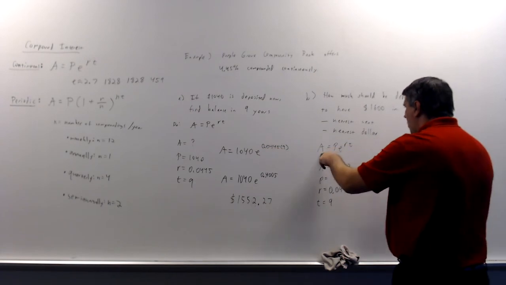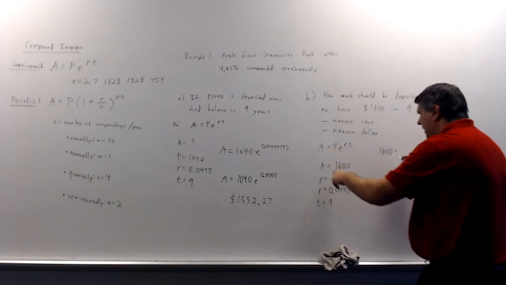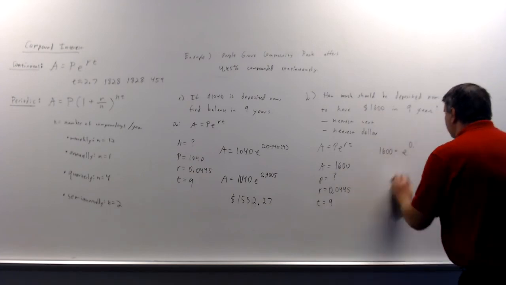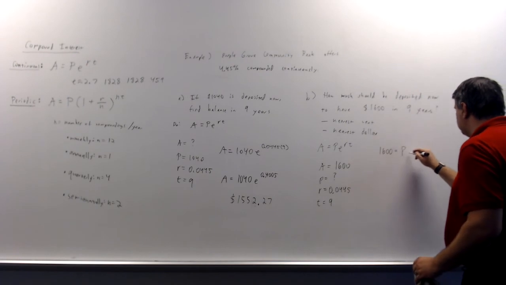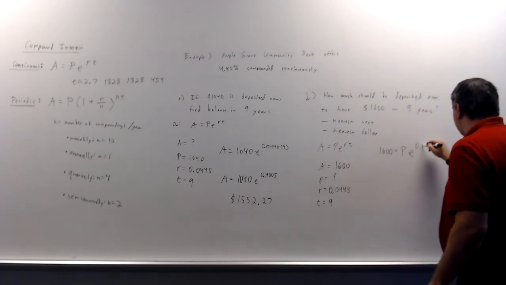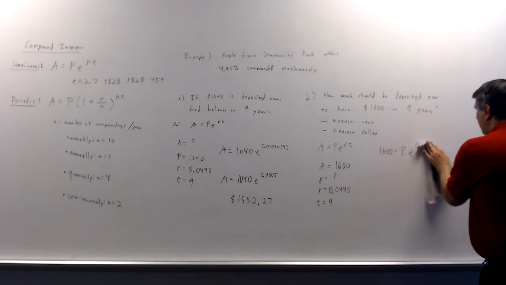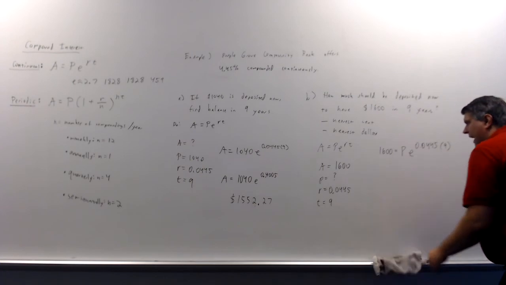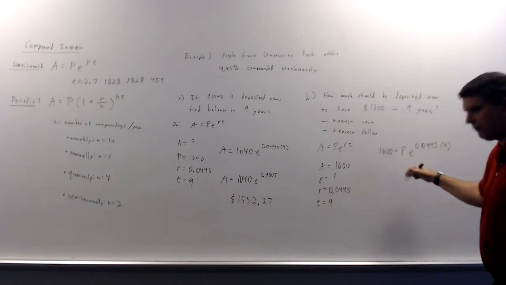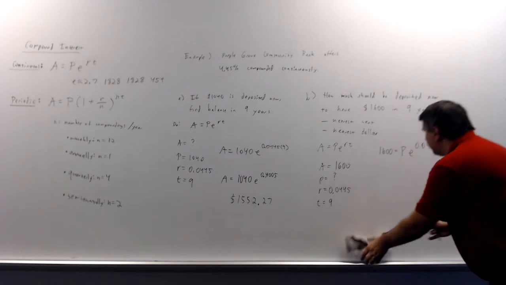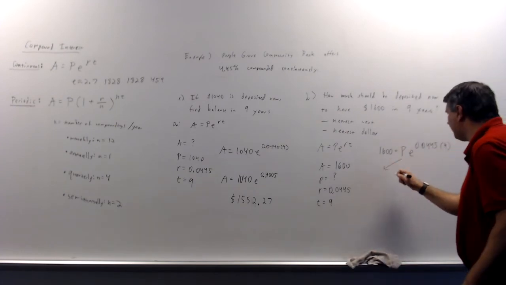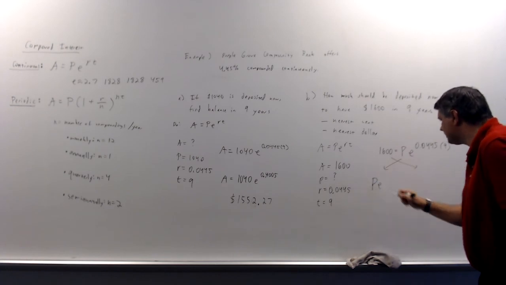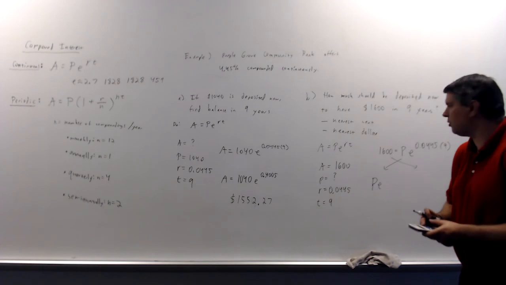So I want to know when 1600 will equal P times e to the 0.0445 times 9th power. Okay, that's my unknown. That is what I'm solving for. So since that's my unknown, I'm going to switch the sides and move it over here. Okay, so I have P. I am going to go ahead and simplify the exponent. I'm going to pretend that I don't know what the answer to this is.